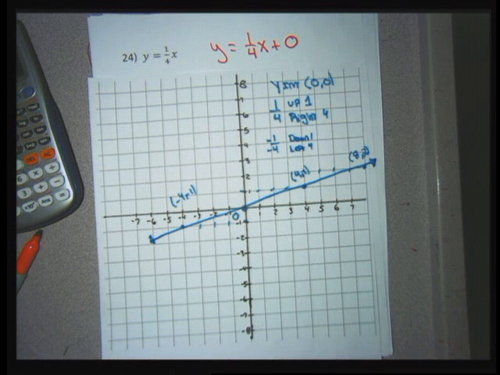I sketched a graph and I labeled 4 points. You don't have to have the same points as me labeled, but it kind of makes sense because those are the points that come out from the formula.